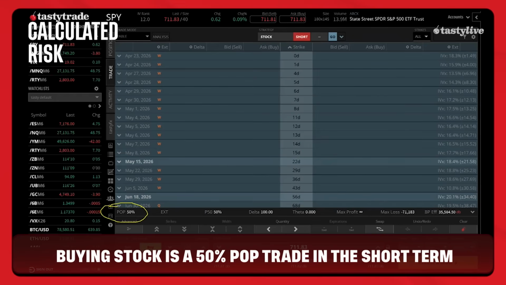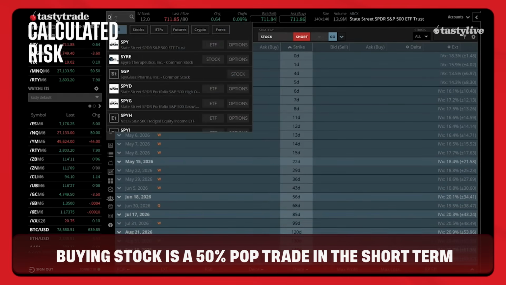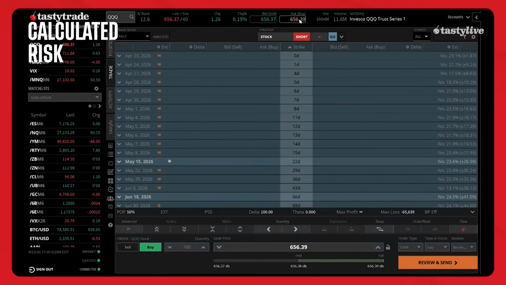And it doesn't matter what stock you might look at when you're trying to figure out what the probabilities are for a given stock position. Like if I close out of SPY and I bring up QQQ, the NASDAQ index, similar thing. I go to QQQ, I click the ask, I want to buy my 100 shares, and hopefully you can clearly see my probability of profit there is also going to be 50%. So again, stock ownership in the short term, 50-50.